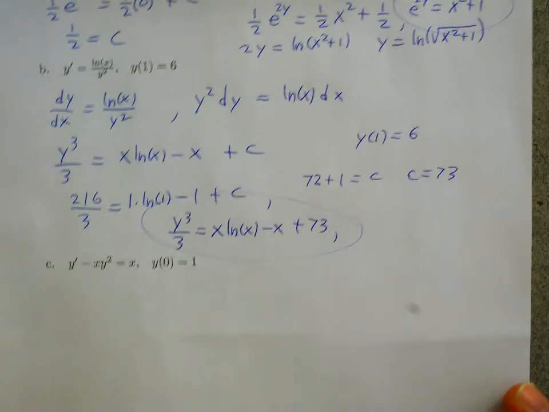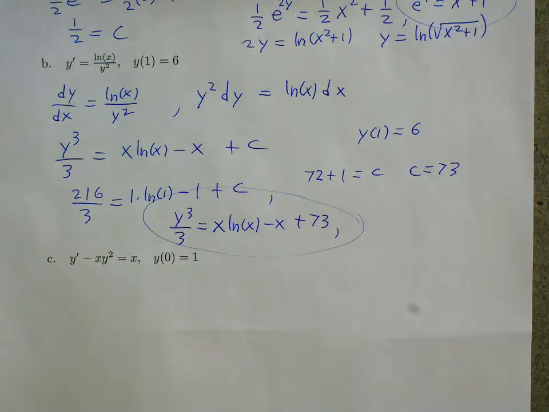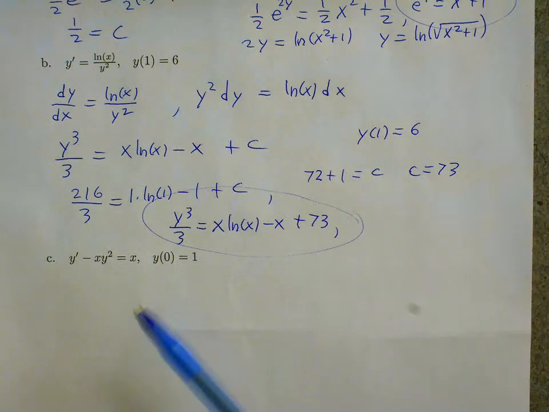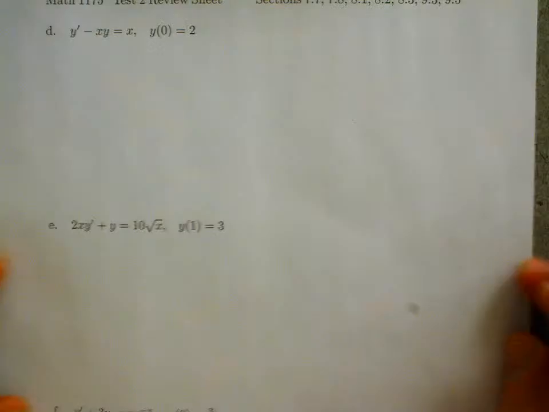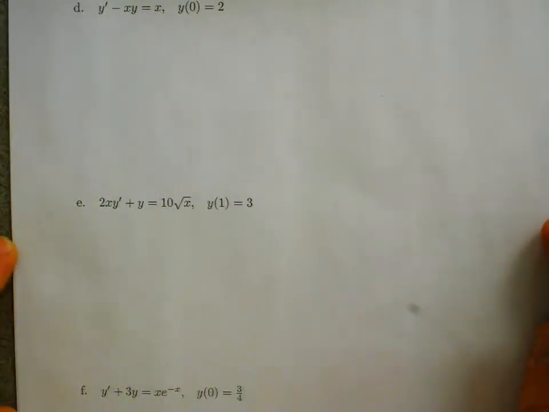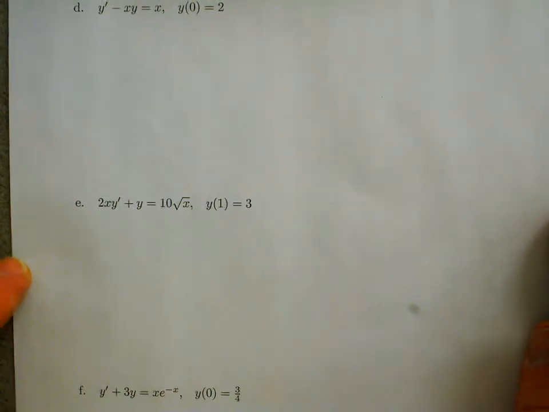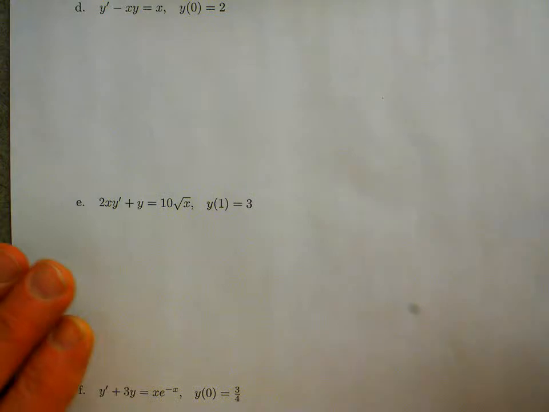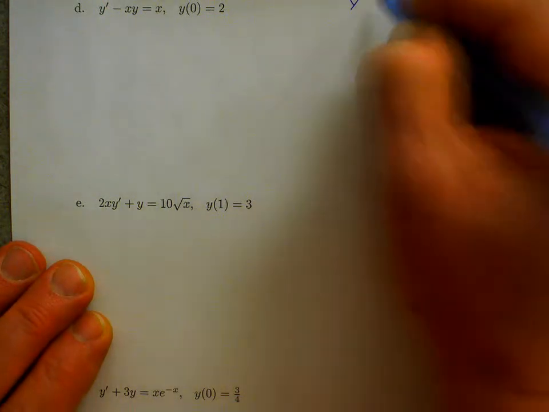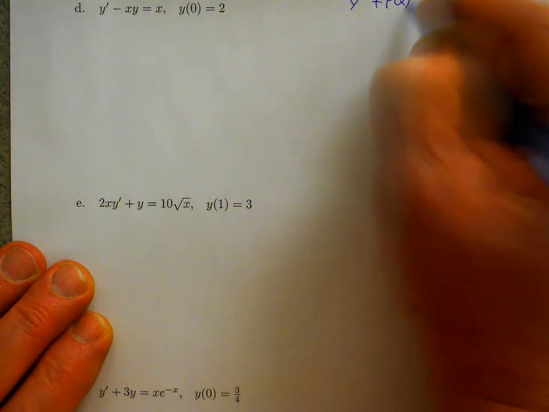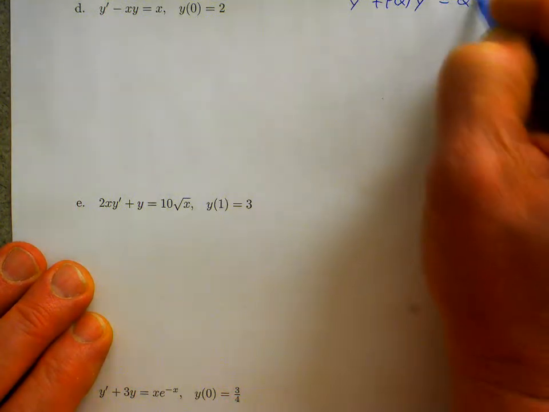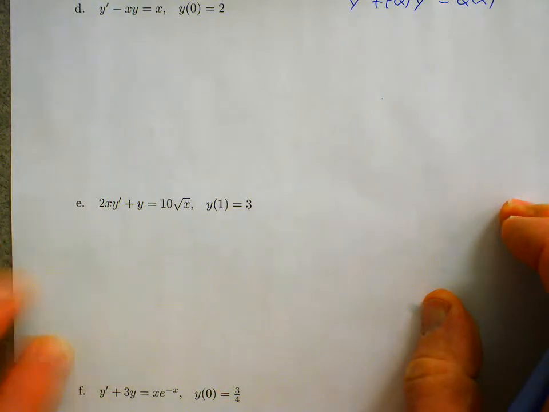So let's get on to another kind. We haven't seen a first order linear yet. So let's bypass this one for now and try to find a first order linear differential equation. So this looks like one. This has the form y prime plus p of x, y equals q of x. First order linear.